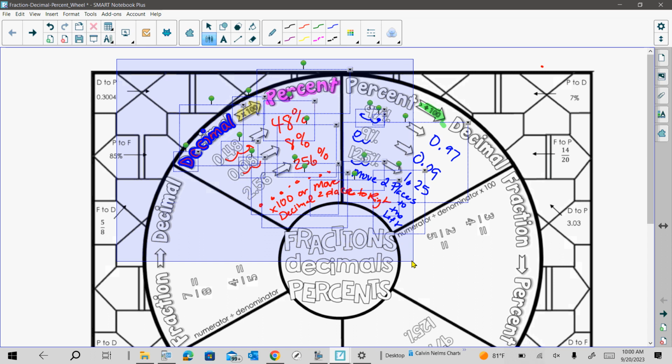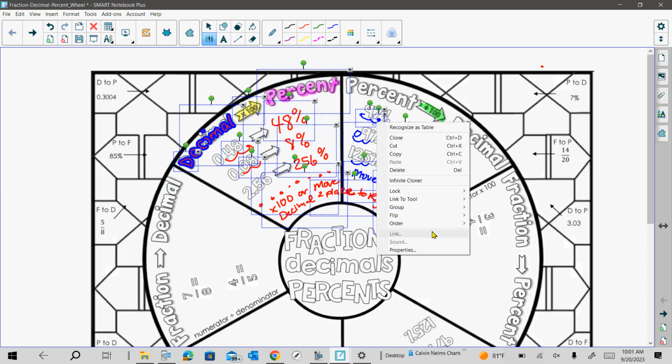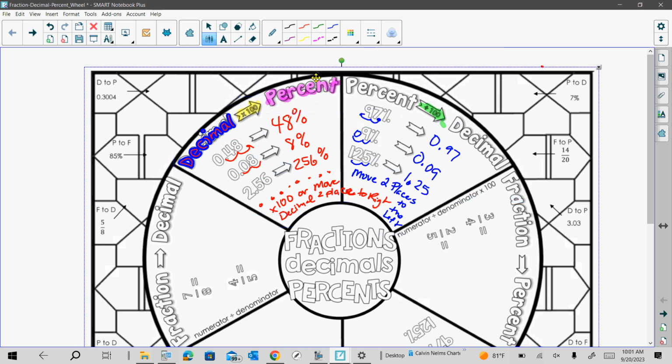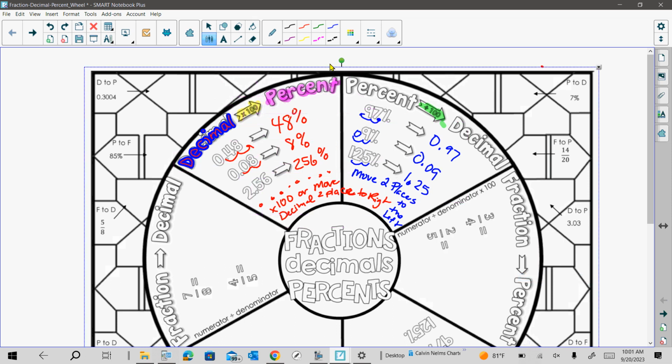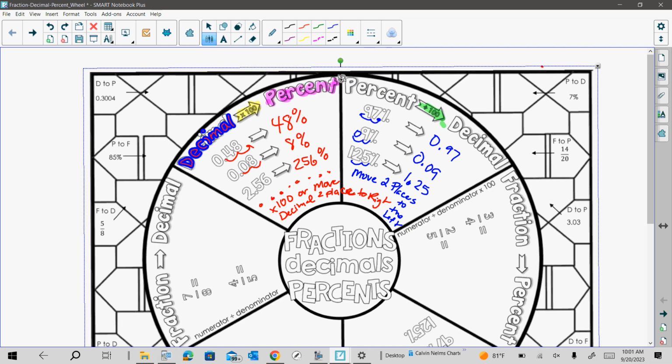Let me see if this will work. If I can snap it to group it. Link it. Lock it. There you go. Let's see. Nope. It's not gonna let me lock to the paper. Okay. Alright, let's undo that. Lock and place, allow vertical movement, allow horizontal, allow movement. Okay. So let's see if this works. Nope, still doesn't allow me to move it. I gotta figure out how to do this.